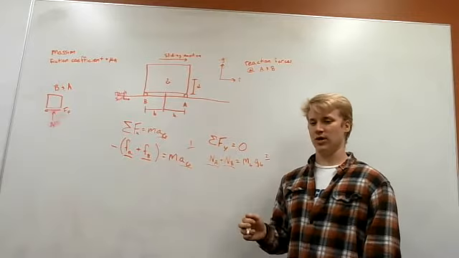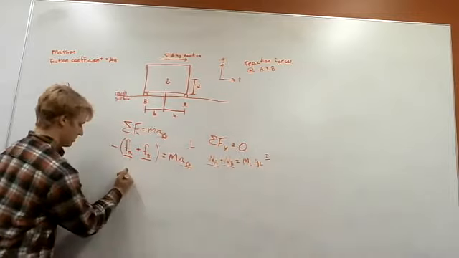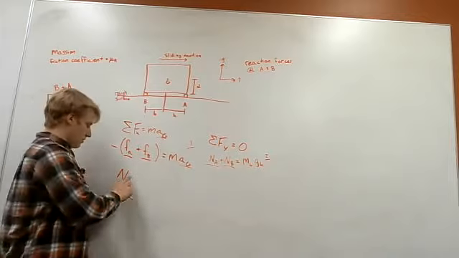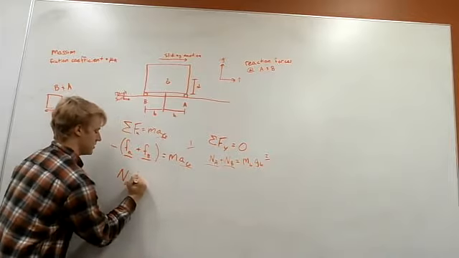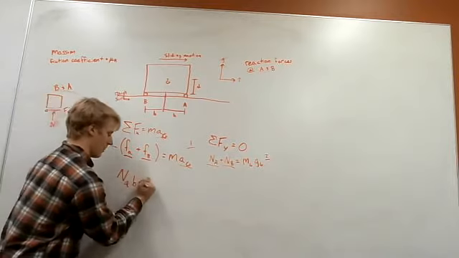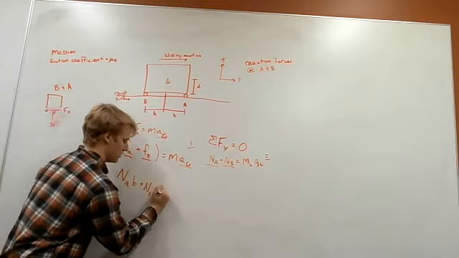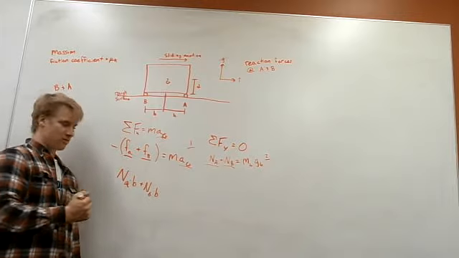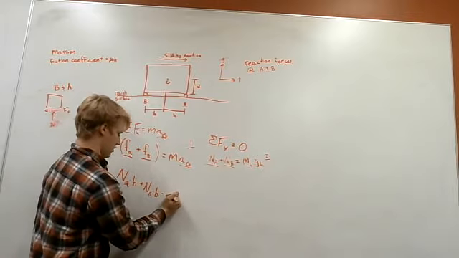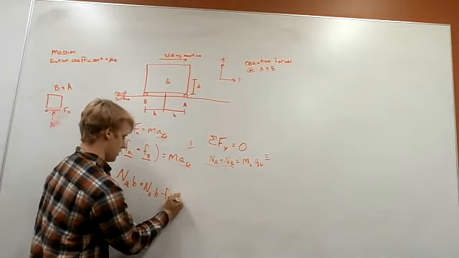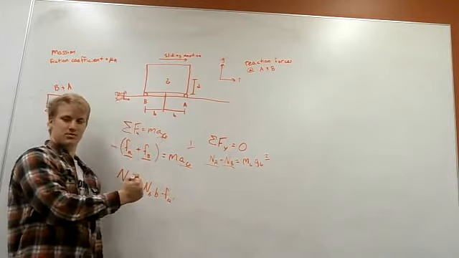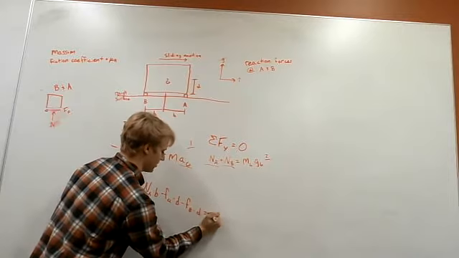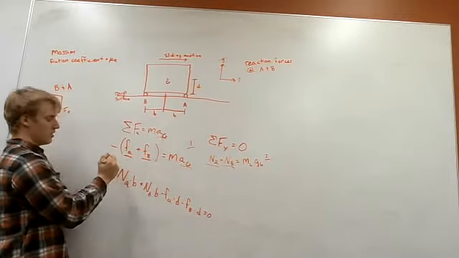So to get the other equations, we simply have to write the normal force at A times the distance B plus the normal force at B times the distance at B minus the friction force of A times D minus the friction force at B times D, so that equals 0. This will give us our third equation.